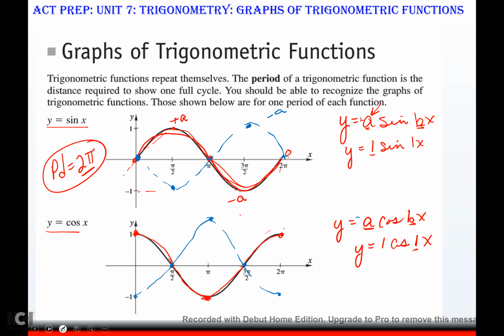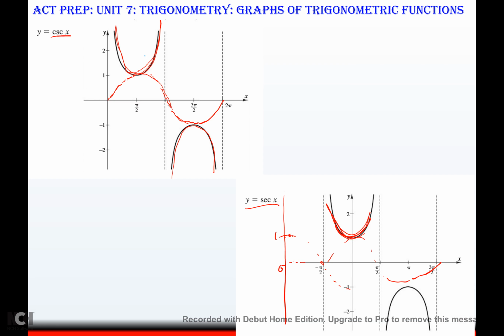Okay, same with these guys. If cosecant is negative, then that's going to flip this one down and this one up. If secant was negative, again, that's going to flip this one down and this one up. Okay, so watch your signs. They like to do that to you.